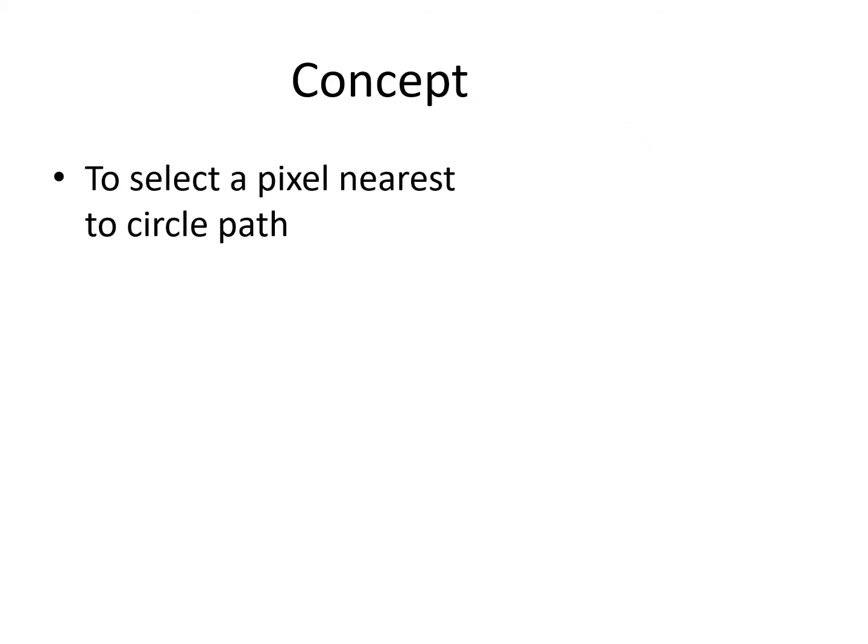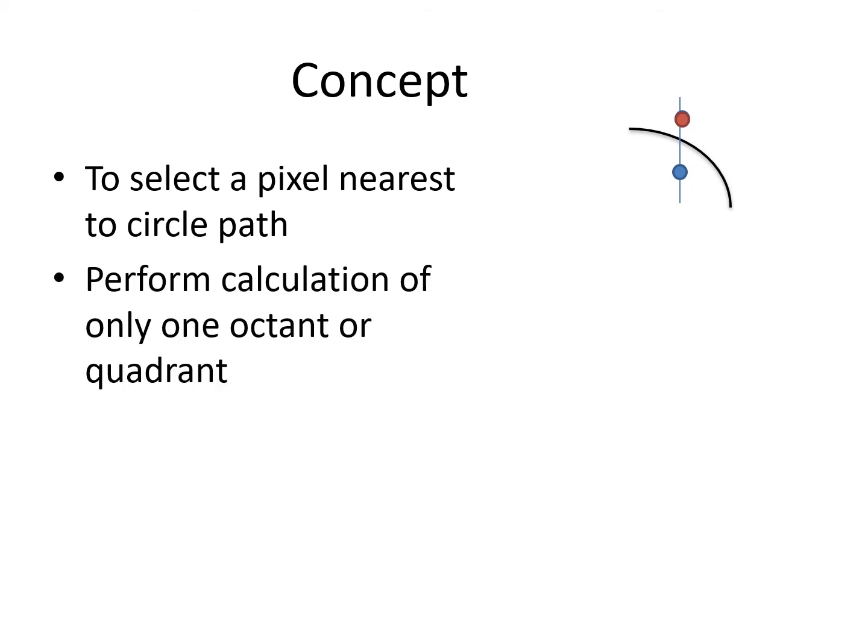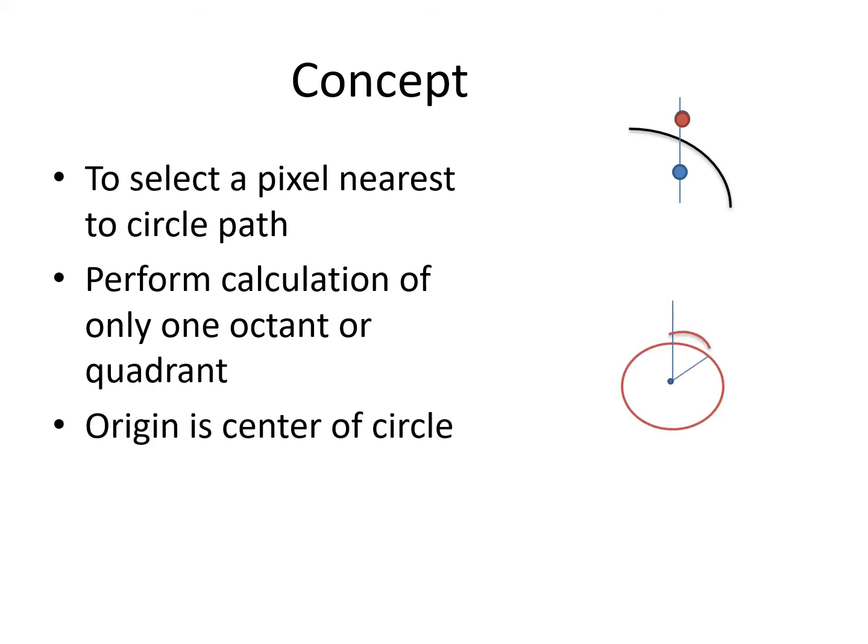The fundamental concept says, like in Bresenham's line drawing algorithm, we have to select a pixel which is nearest to the circle path. So given a circle boundary and 2 candidate pixels, the algorithm must select a pixel which is nearer to the circle path. We perform the calculation only in one octant or the quadrant, and origin is taken as the center of a circle for simplifying the equation.